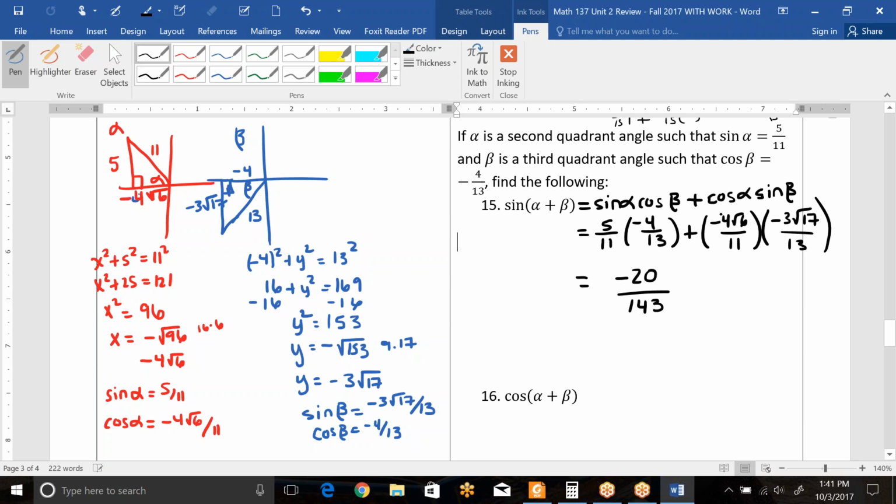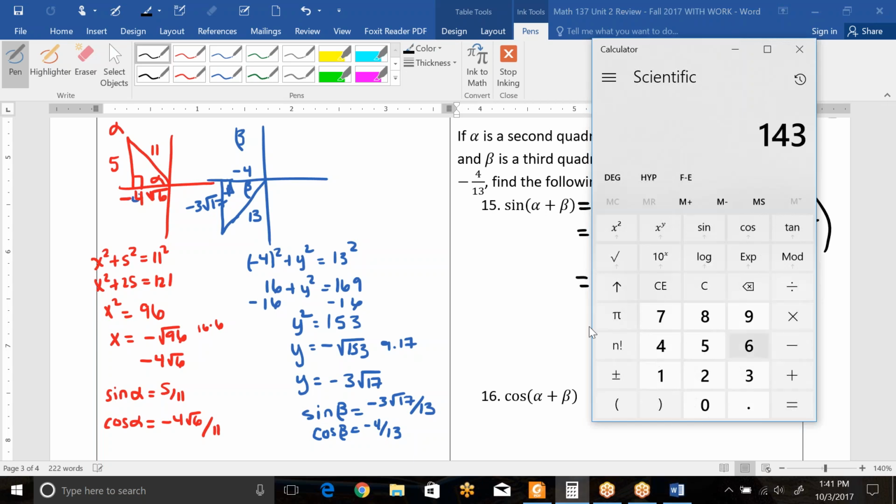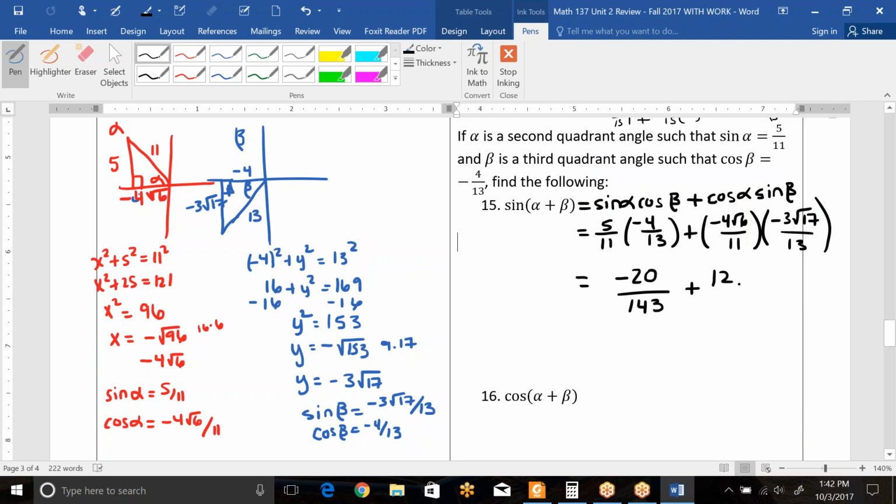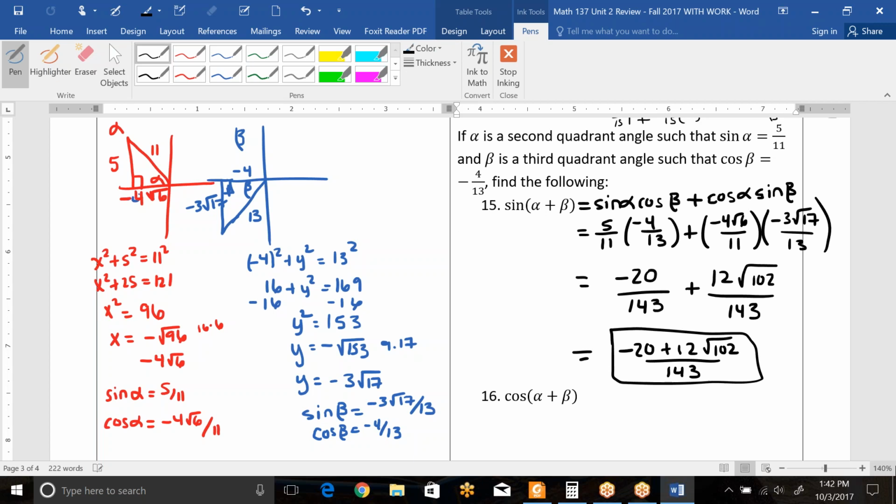And then on this one, we have to be careful. This is negative times negative, outside number times outside number. So that'd be positive 12. And then we need to do 6 times 17 for the inside. So that's 102. You may have to reduce that, just depends on if it reduces or not. I don't believe this one does. So my final answer is negative 20 plus 12 square root of 102 over 143. Now that's the answer for sine of alpha plus beta.